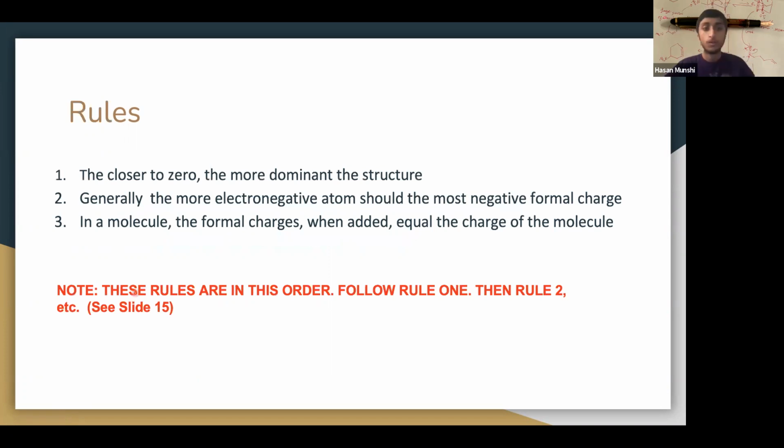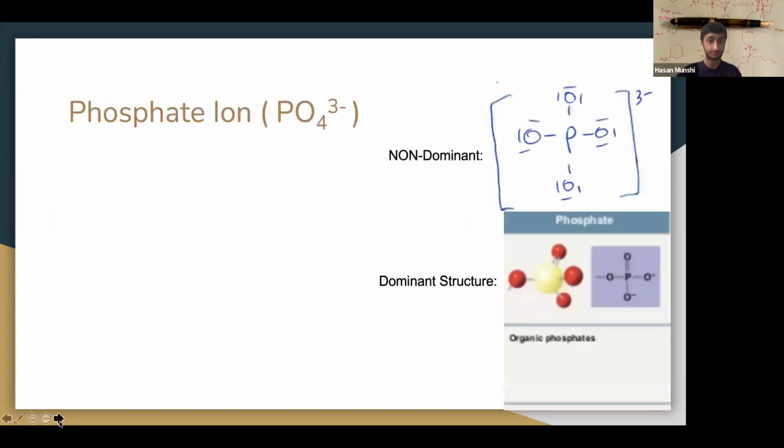Okay, so the general rules are you want to have more zero formal charges on atoms. If there's no way to get all zeros, then you want the more negative charge on the more electronegative atom. And to check, all the formal charges on the atoms should sum up to the overall charge of the molecule.